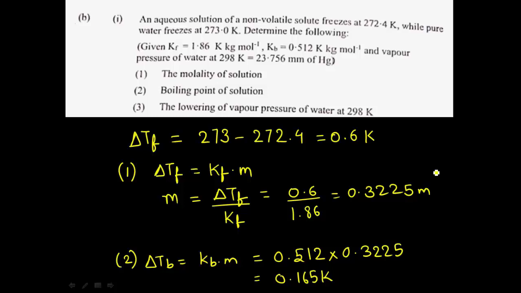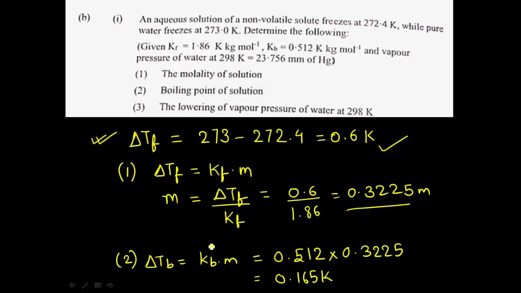So let's do this. Okay, so we are given the freezing point of the solution. So from here we find out the depression in freezing point by subtracting the given freezing point of the solution from the original freezing point, and that comes out to be 0.6 Kelvin. Now we all know this formula, delta Tf is equal to Kf into molality. Now putting the values, you can very easily find out the molality of the solution, and this comes out to be 0.3225.